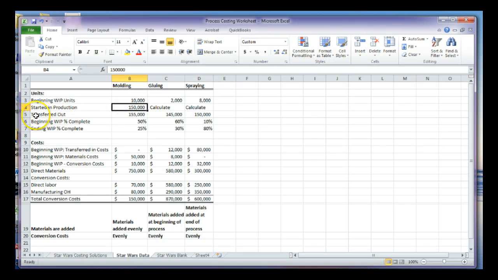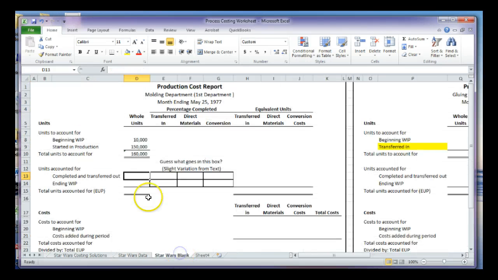10, 50. Now here it says I transferred out. Remember, transferred out means I finished the stuff. It's over, it's gone. So under here, units accounted for. Of this 160,000, 155,000 were transferred out, which means I've got 5,000 units. I have 160,000 units to account for. Of that 160, 155 were transferred out, 5,000 left. That means I've accounted for all 160,000 units.